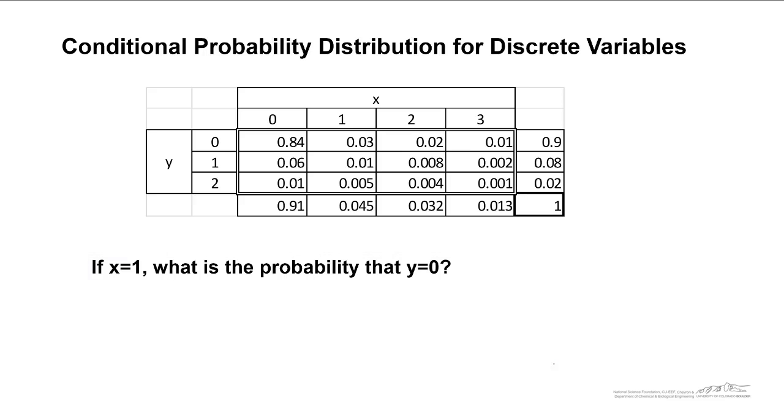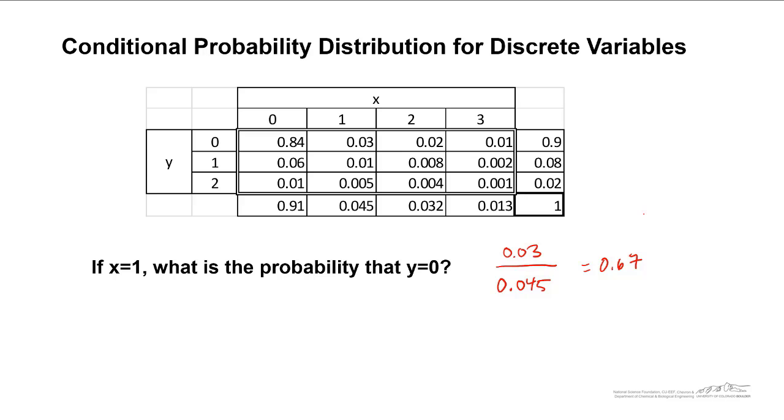To answer this question, it's a conditional statement. If x equals 1, we're constraining ourselves to this column here. If that's the case, what's the probability that y equals 0? We can take our total probability that x equals 1, that's 0.045, and we divide 0.03, that's the probability that y equals 0, by that total probability that x equals 1, and we get 0.67.